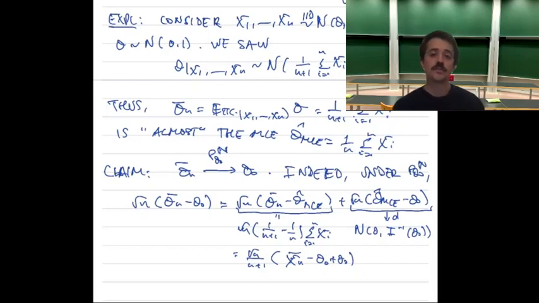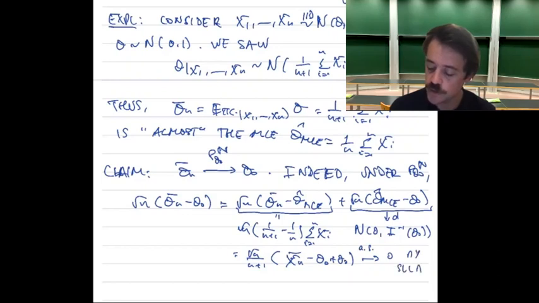And we can add and subtract this theta naught. Okay, and so this is clearly going to 0. Yeah, the strong law of large numbers. And this is going to go to 0 actually almost surely. So by strong law of large numbers. Okay.